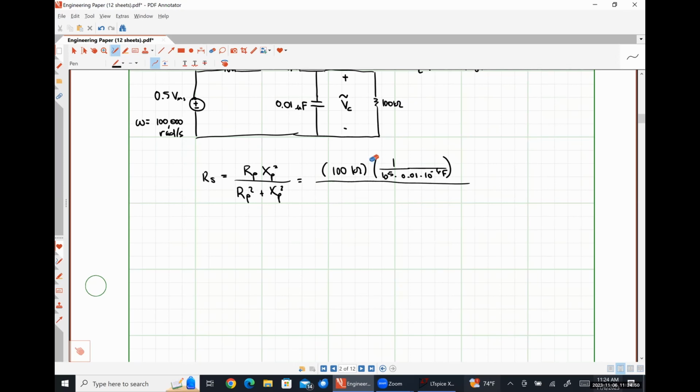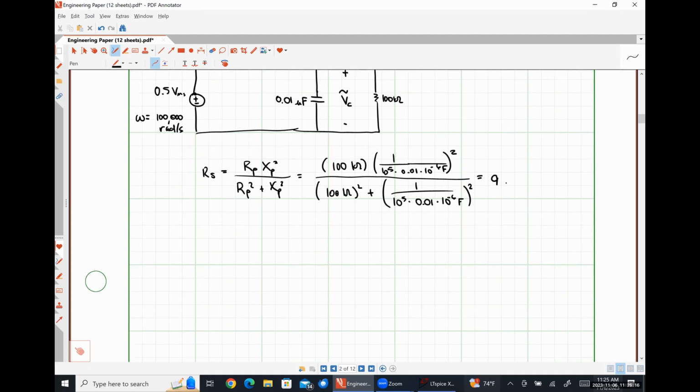Oh, sorry, you're right. It should be going on the X. So let me square this guy. Thank you for that. On the denominator, it goes on both of them. And we wind up getting here 9.999 ohms, approximately 10.